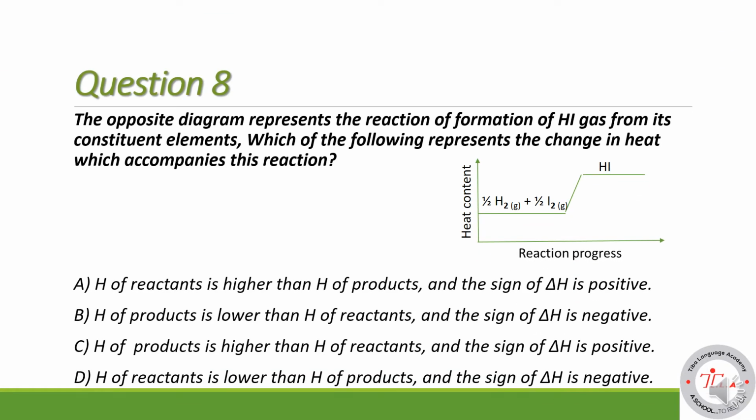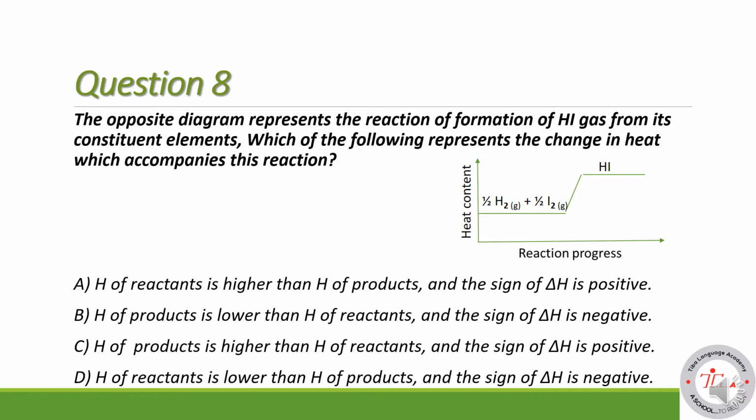Question 8. The opposite diagram represents the reaction of formation of HI, hydrogen iodide gas, from its constituent elements. Which of the following represents the change in heat of this reaction? In the diagram, we have H2 plus iodine, which will produce HI.